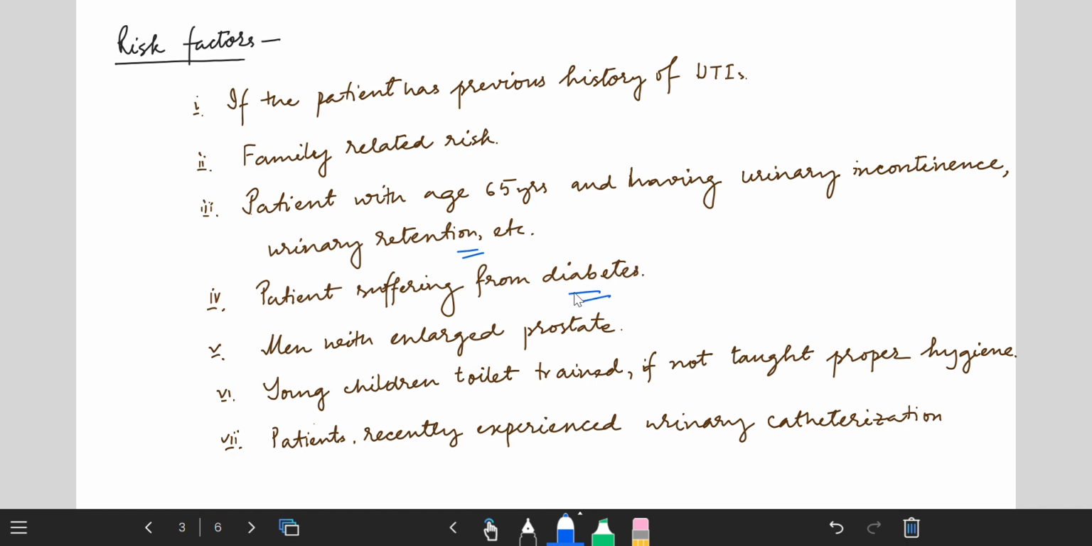Patients suffering from diabetes, obviously they have nephropathy symptoms, and if the patient has nephropathy, obviously there will be a chance of infection. Okay. So men with enlarged prostate, and young children in toilet training, if they are not taught proper hygiene, they get infected. Patients who recently experienced urinary catheterization. Okay, within 48 hours of catheterization, the patient may suffer from UTI.